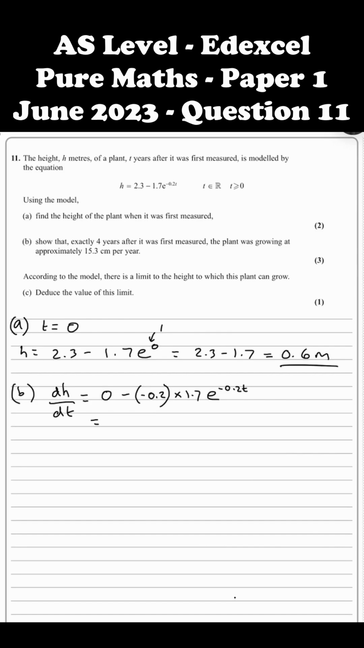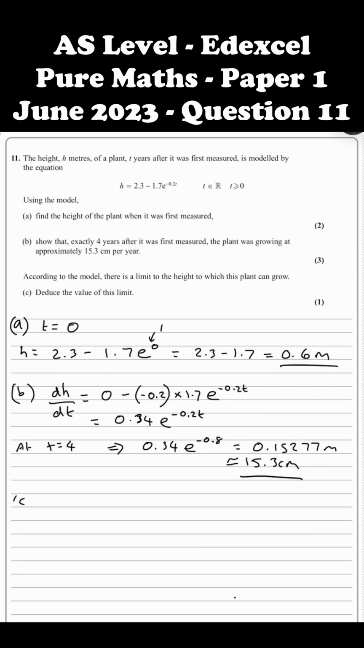So we'll simplify this: minus minus becomes a positive, so we get 0.34 e to the power minus 0.2t, and we are told what we want at t equals 4, because it's exactly 4 years after it was first measured. Therefore, we get 0.34 e to the minus 0.8, and we can just do this on our calculator. So e to the minus 0.8 multiplied by 0.34, I get 0.15277 meters, which is approximately 15.3 centimeters as required.